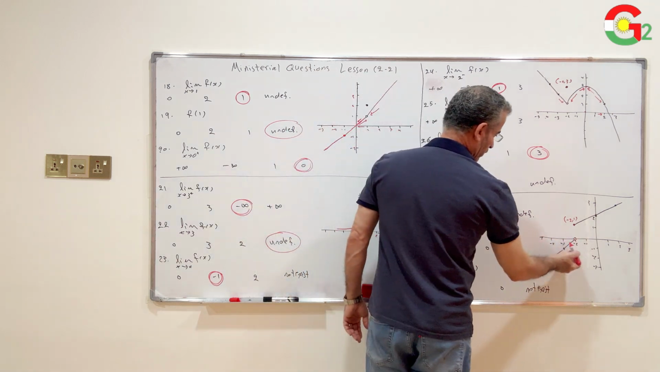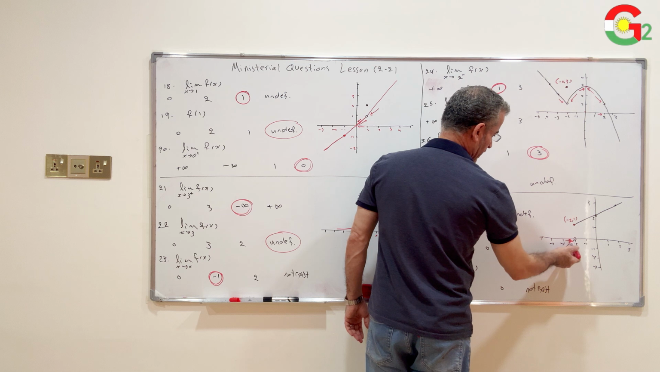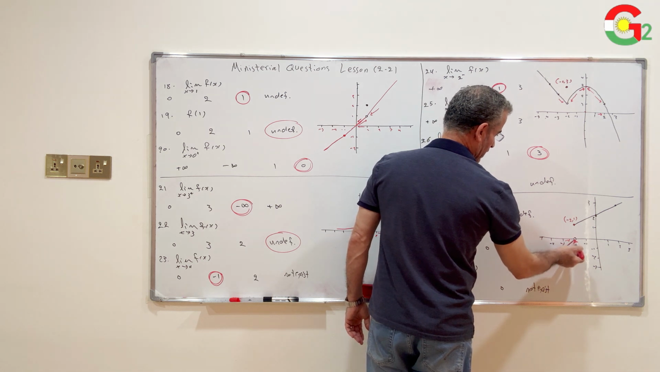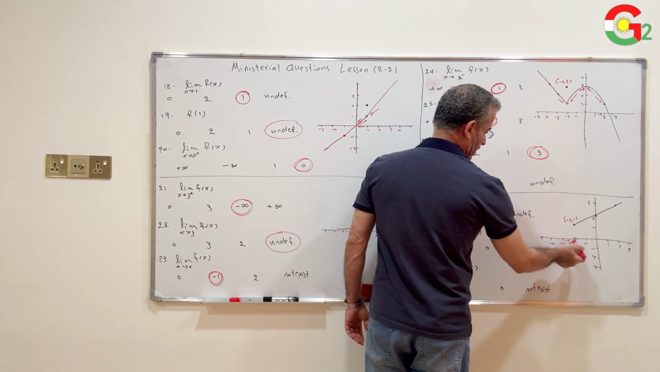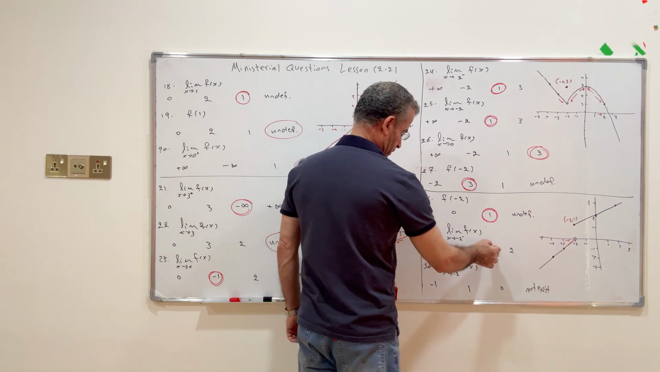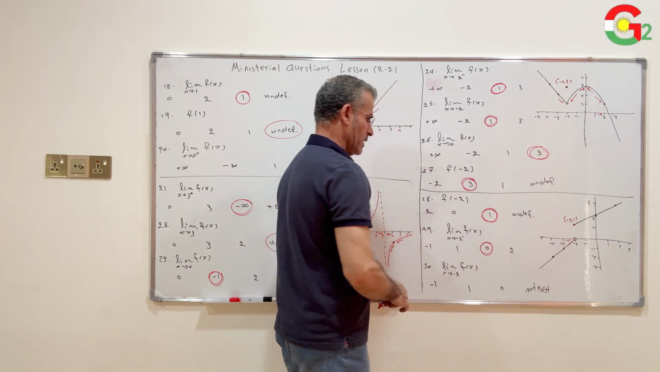Limit for f of x when x approaches negative 2 from left. This is negative 2. This is the left of negative 2. When x approaches negative 2, as you see, f of x approaches 0. Choice C.